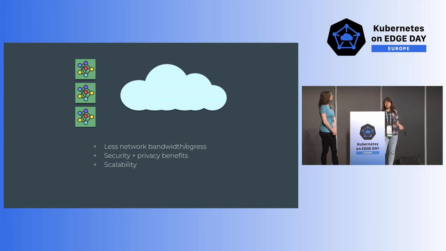So there's a lot of benefits to this. You can see immediately from this picture, you get a lot less network bandwidth and egress, especially if your sensor is collecting tons of information. Now you're not sending it out to some other cloud that you potentially don't even own. And that's really nice because you get the data and you can immediately start processing it, running your models on it.